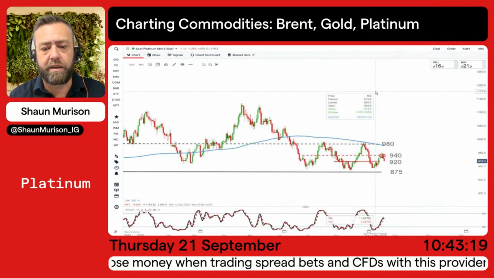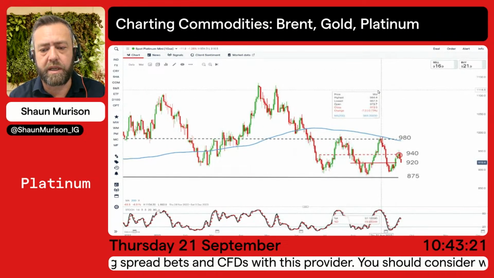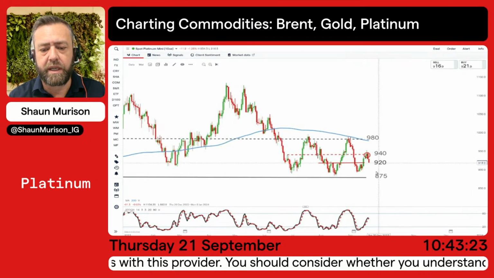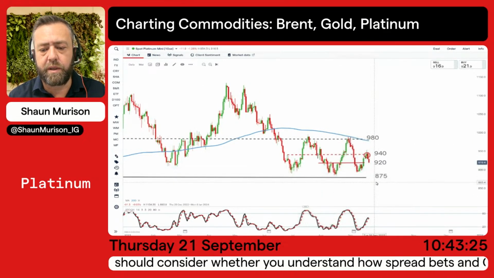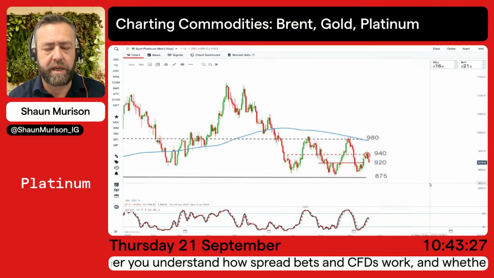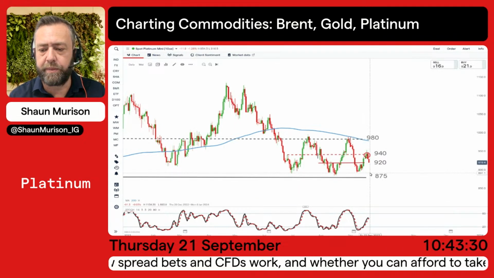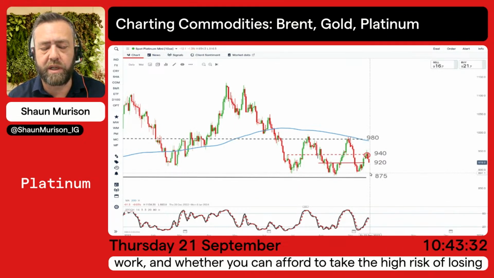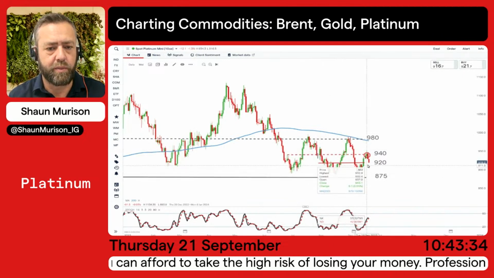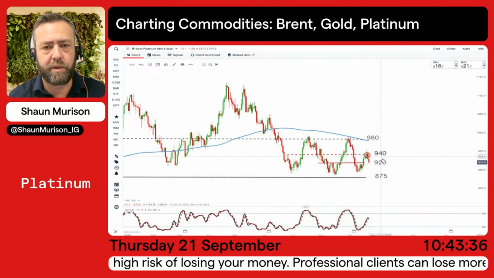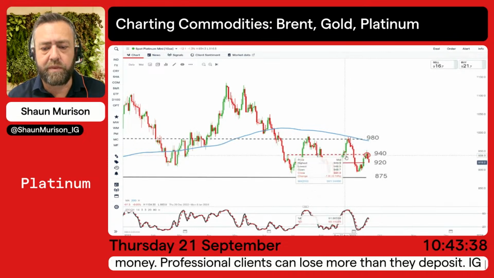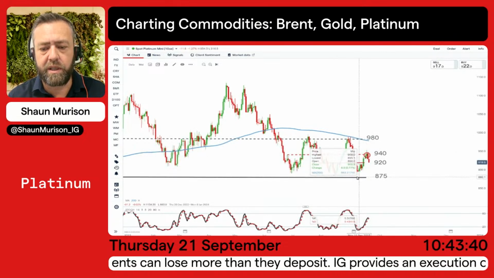Last but not least, platinum, another range-bound price environment at this point in time. The reversal level at 875 seems maybe a little bit too low. About 890 seems a bit more relevant in terms of a buy area for platinum. Every time it seems to get down there, we do have a bit of a rally. We've been looking at these levels. We've been trading quite nicely between them.